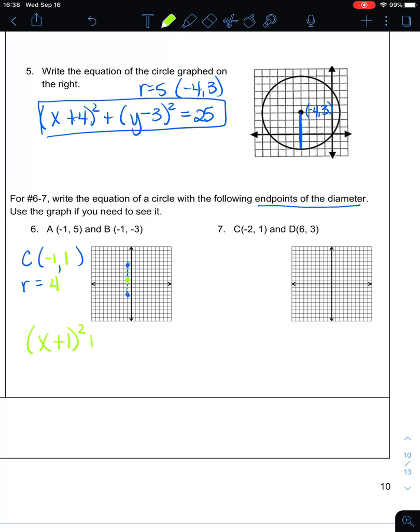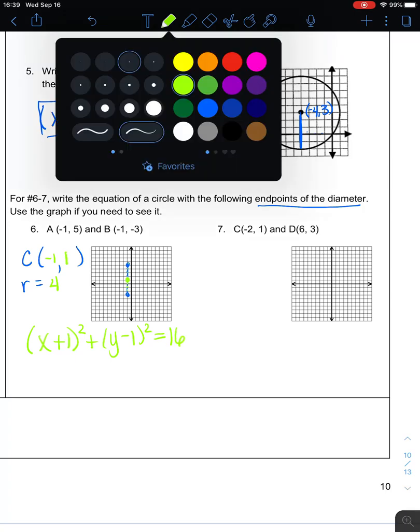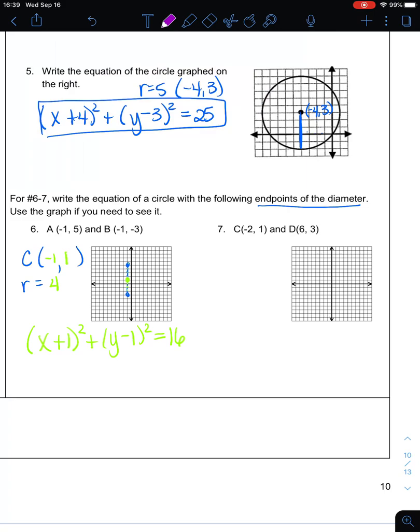So it would be (x plus 1) squared plus (y minus 1) squared is equal to 4 squared, which is 16. Now this last one is a little more complicated. You have to look at it, but we can see (-2, 1) is right there. That's C, and D is at (6, 3). So that's what the picture looks like.